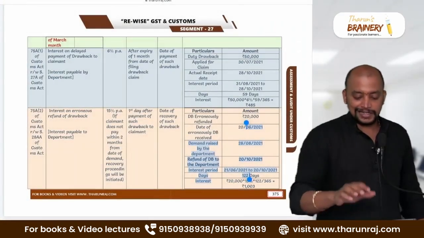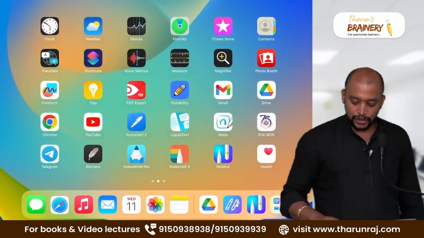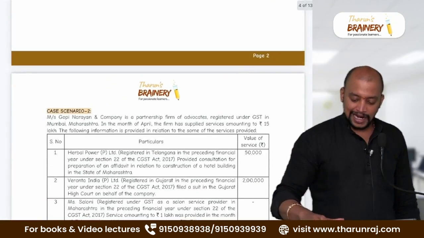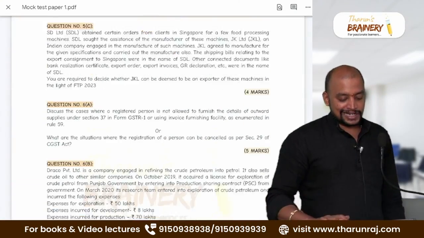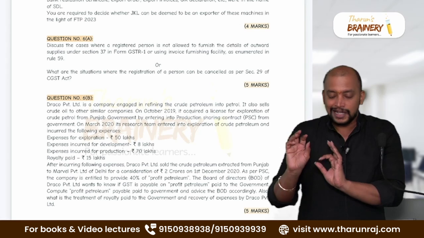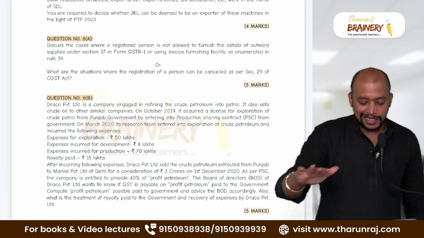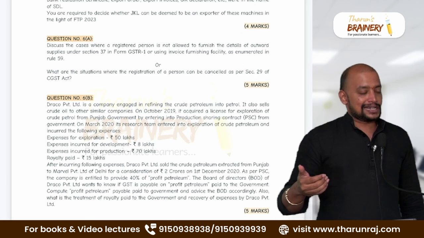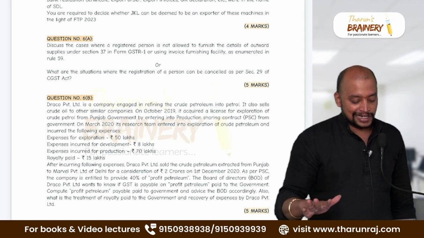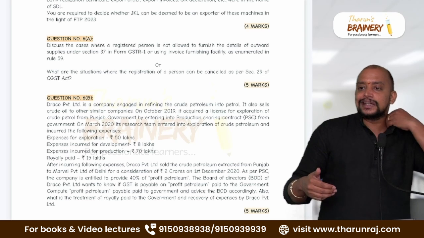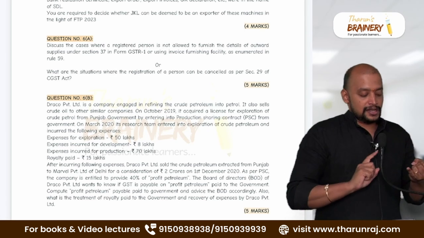For example, let's take May 24 paper, or this mock test itself I will show you. Anyhow, I don't know whether you will write it or not. So in this mock test, question number 6 you are going. In that 6A, discuss the cases where a registered person is not allowed to furnish the details of outward supply under section 37 in form GSTR1 or using the invoice furnishing facility. So when he cannot file the GSTR1, in some cases his return will be blocked.